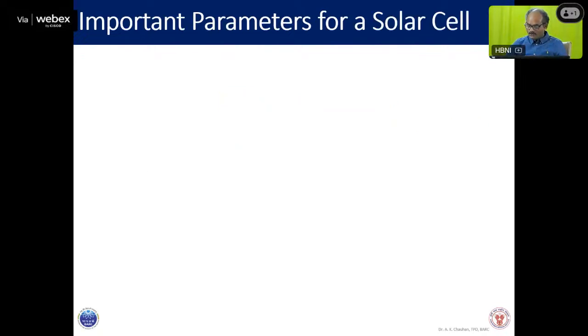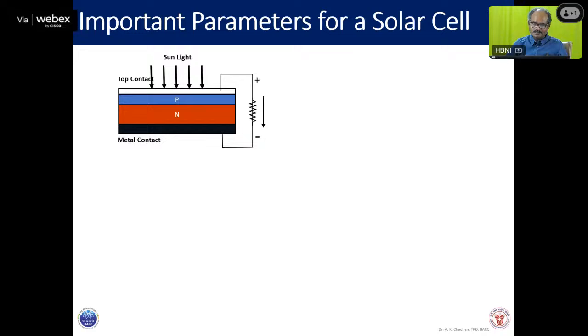This was the solar cell. Now let us learn what are some important parameters for any typical solar cell. So let us see, this is our solar cell. We have a PN junction. We have made a contact here, an ohmic contact to the surface, and there is a top contact also.